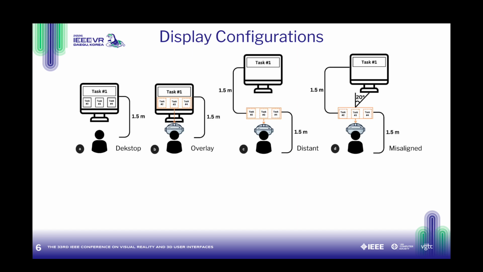In the third configuration, distant, the physical display is moved further away while the virtual display stays at the same distance from the user, creating depth discontinuity. And in the last configuration, misaligned, we add visual field discontinuity on top of depth discontinuity by shifting the physical display to the side, while still allowing users to switch between the 2 displays without moving their head.